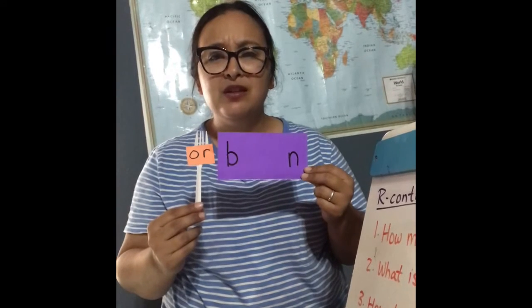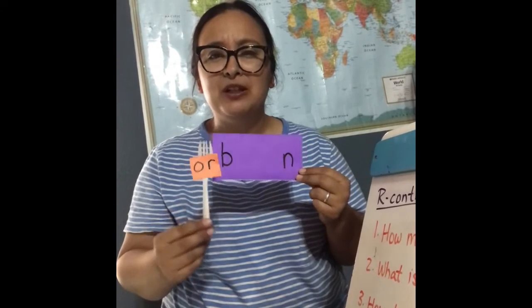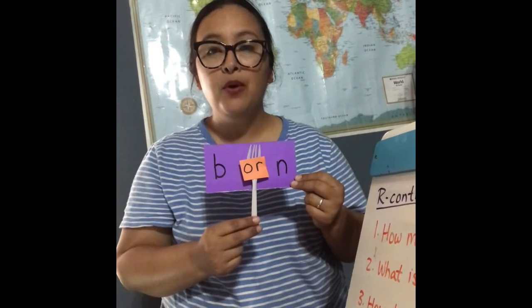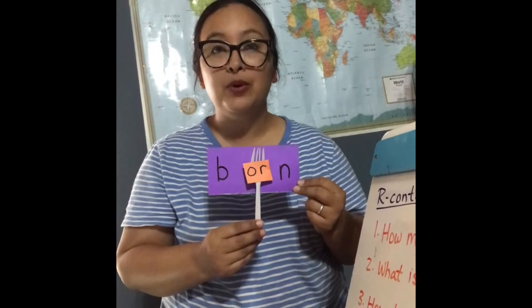So do you think this is a word? Probably not. Or over here? Probably not. So go ahead and stick it right in the middle. And what word did we create when we stuck the "or" here? Let's stretch it out. B, or, together. Born. Right, so born.